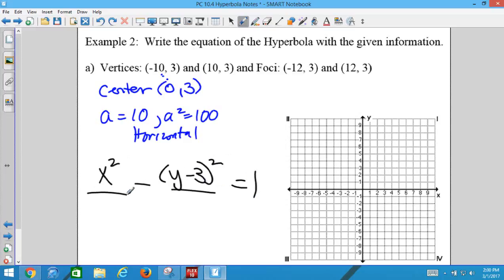And I know A squared is 100. I just have to find B squared. And I'm given the foci. The foci don't give me B. What do they give me? C. So we've got to find C.